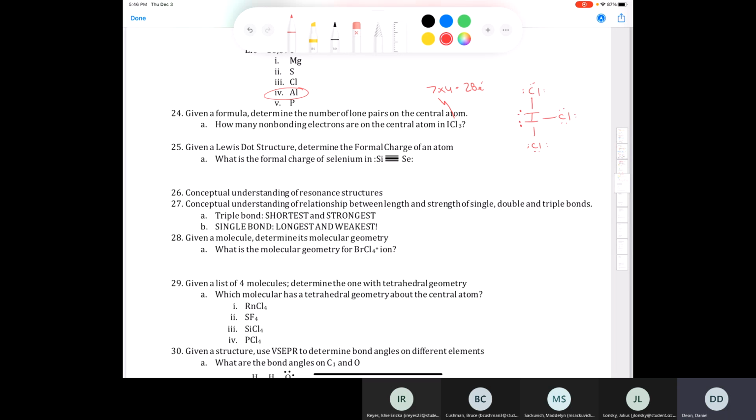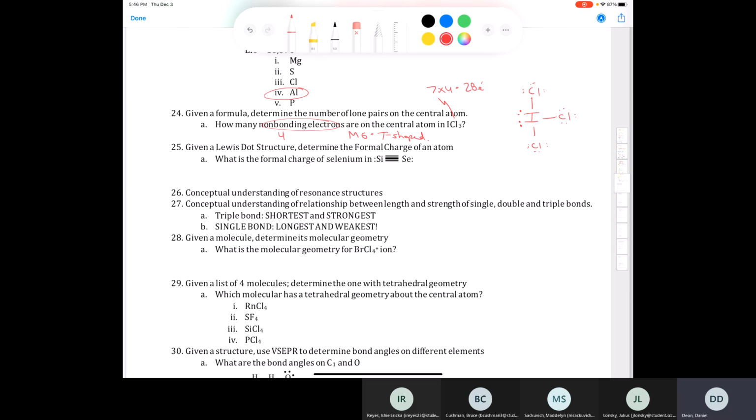And so the electron geometry here would be trigonal bipyramidal. The molecular geometry would be T-shaped. But that's not the question. It says how many non-bonding electrons are on the central atom. So there's going to be 4 non-bonding electrons, or 2 lone pairs.